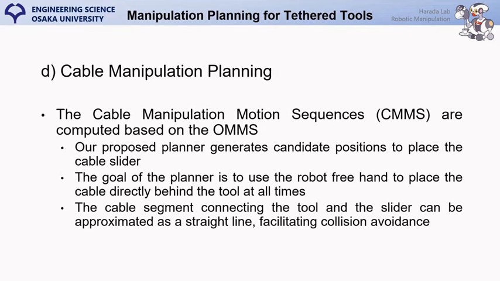Finally, we have the explanation of our cable manipulation planner. Basically, we generate a cable manipulation motion sequence that is computed based on the object manipulation motion sequence. This is done by generating candidate positions to place the cable slider 3D printed tool. The goal of the planner is to use the robot's free hand to place the cable directly behind the tool at all times. The cable segment connecting the tool and the slider can be approximated as a straight line, which also facilitates collision avoidance.